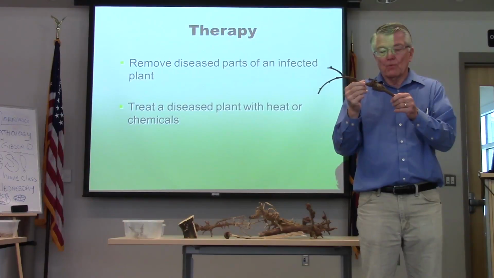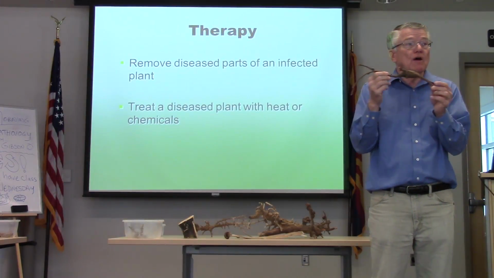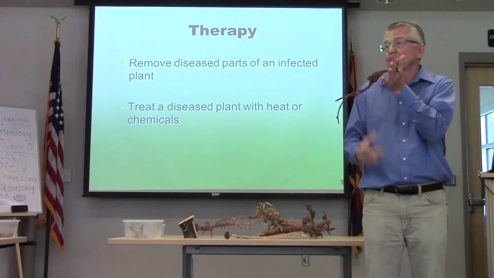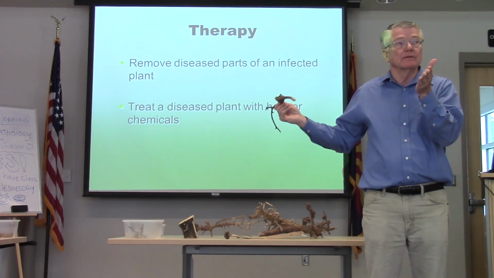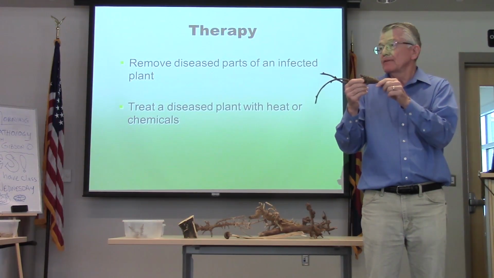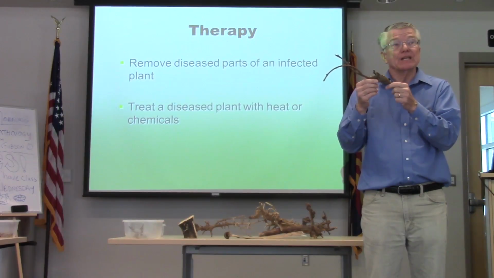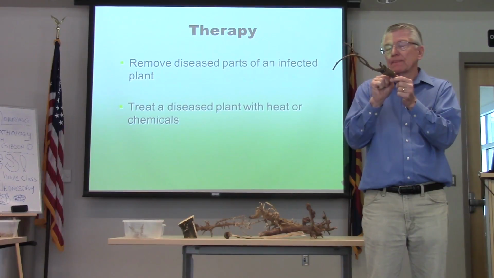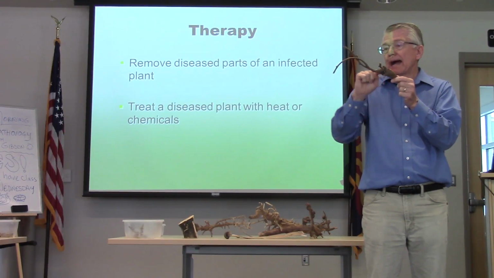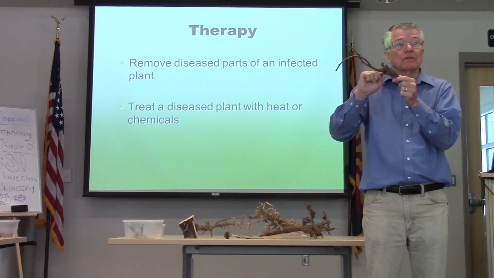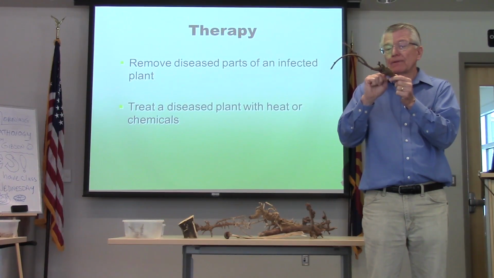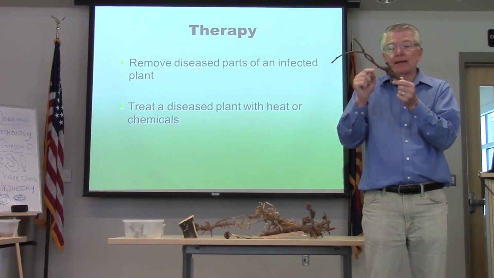So what some people will do to solve a mistletoe problem is just cut off the branch and remove it, if it's a smaller branch. If it's a larger branch and they catch it early enough, they may try to cut the mistletoe out, including the haustoria, so that they get rid of the plant.